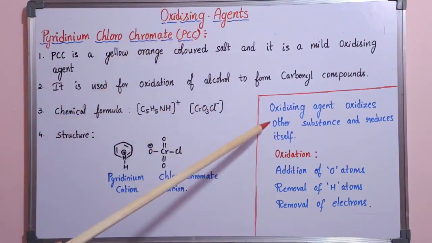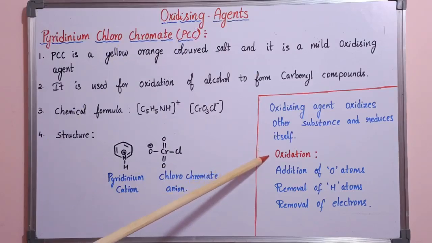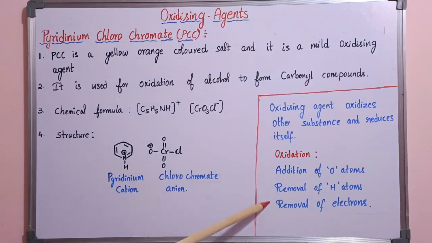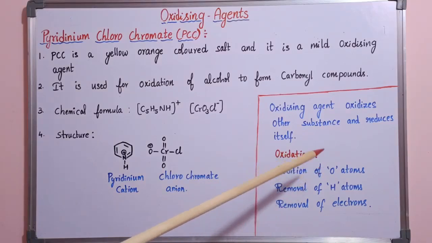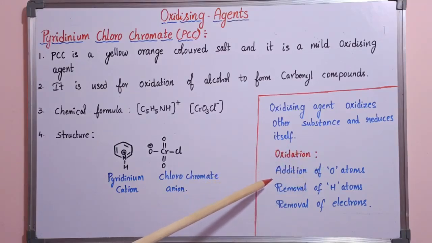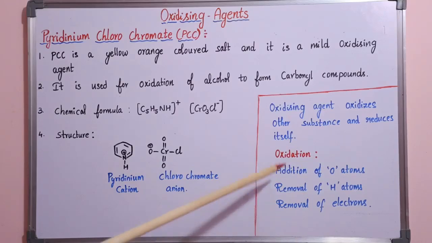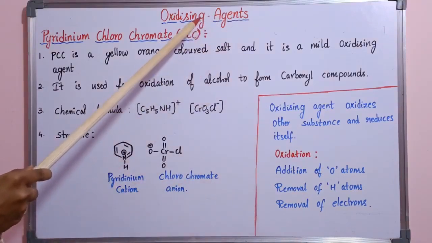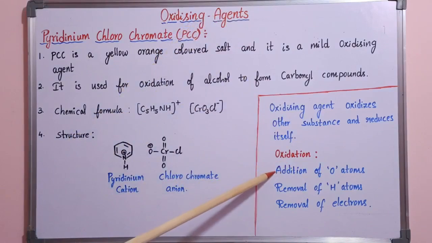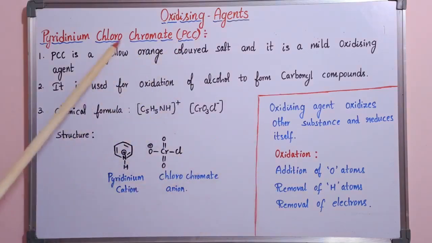Before going to that, you must know what oxidation is. Oxidation can be defined in three different terms. One is addition of oxygen, which is called oxidation. Removal of hydrogen or removal of electrons is also called oxidation. So the particular substance which we are using readily helps for addition of oxygen or removal of hydrogen and electrons. Now let us see what PCC is.